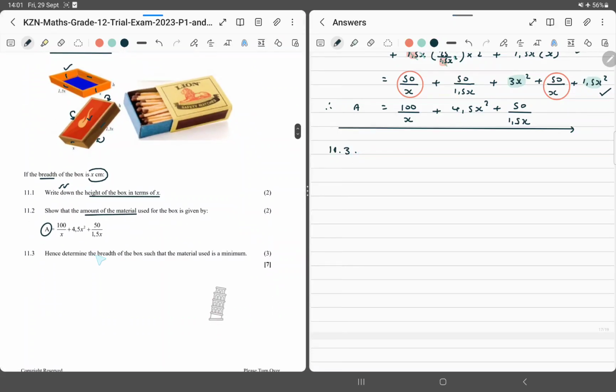11.3. It says, hence determine the breadth of the box, which is now the value of x, if the material used is to be a minimum. So we know that the area is given by 100 over x plus 4,5x squared plus 50 over 1,5x. Now we don't appreciate these things happening the way they are happening, so we can just sort it up. These are like terms, by the way. So we can add them up and see what happens.